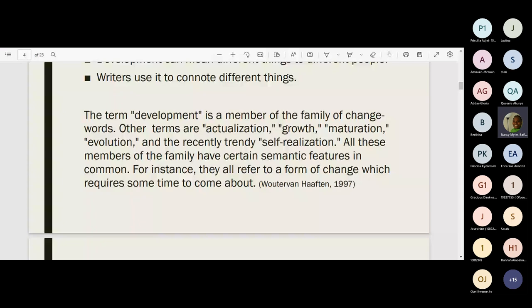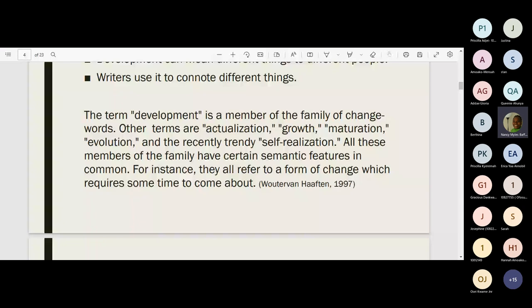As soon as development comes into your mind, these other terms, actualization, growth, maturation, evolution, self-realization, are terms that share something in common with it. So when you hear the word development, these immediately come to mind. That's what we have read. It's nothing technical. The author tells you further, and we are referencing a specific author whose full text we are giving to you there.